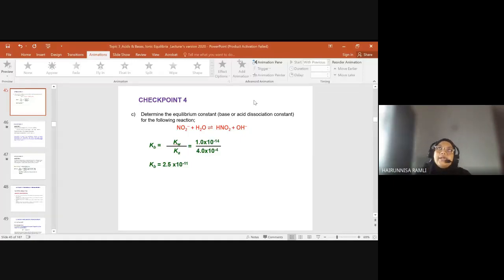Okay, before we continue with our subtopic, let's recap what you have learned last week. You have been introduced to acids and bases. You should be able to know the theories of acids and bases, and you already know the strength of acids and bases, how to differentiate whether it's stronger or weaker, and maybe you can make the trend from lower to higher strength, kan?